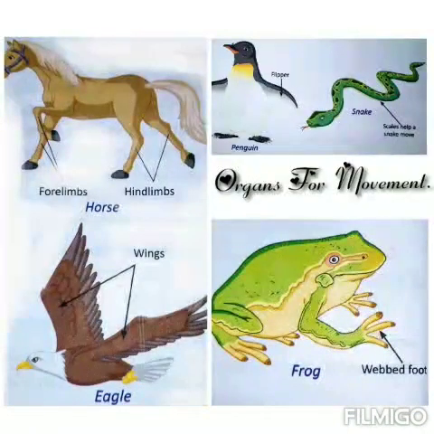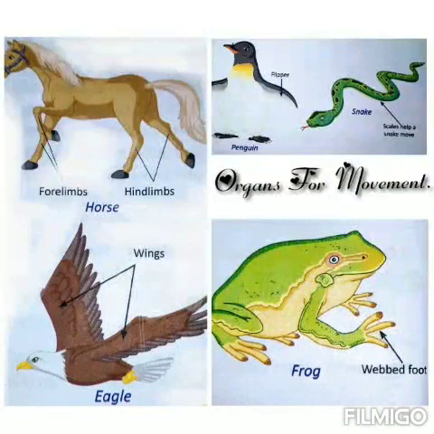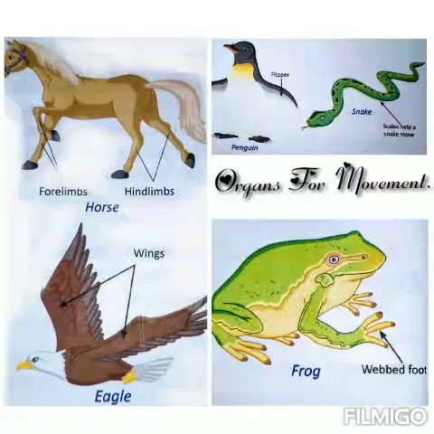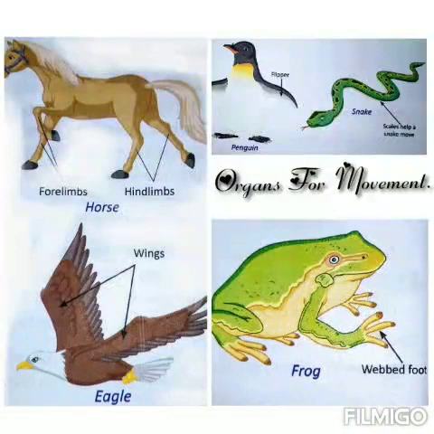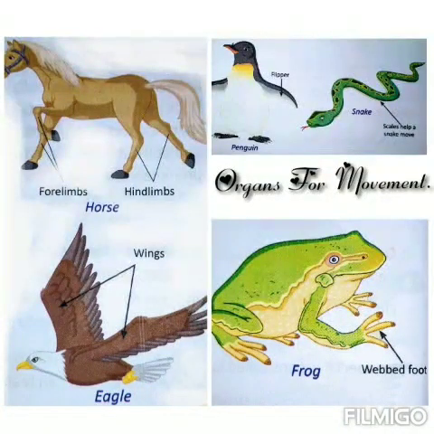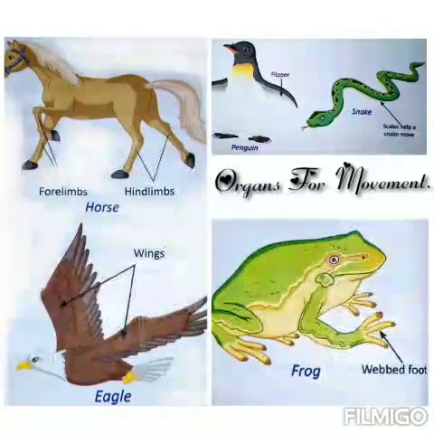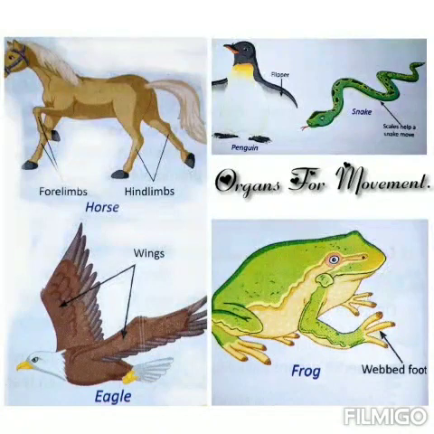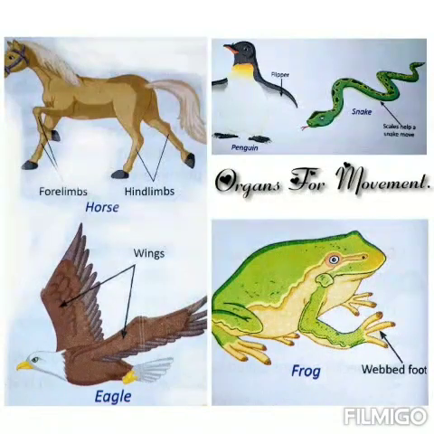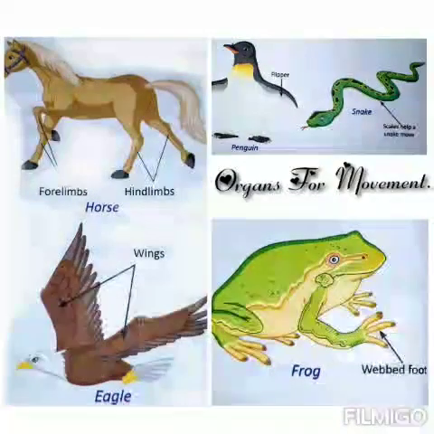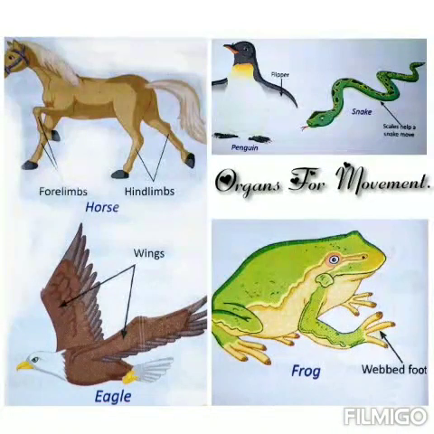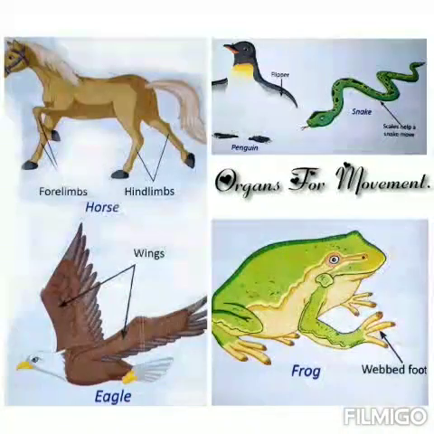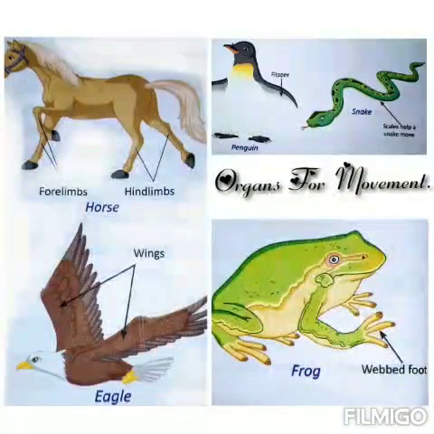Next, frog. Frogs hop around using their strong and long hind limbs. They also have webbed feet which help them to swim. Next, fish. Fish, dolphins and whales have special structures on their bodies called fins which help them to swim. Fin-like structures in penguins and seals are called flippers. Flippers are used for swimming.